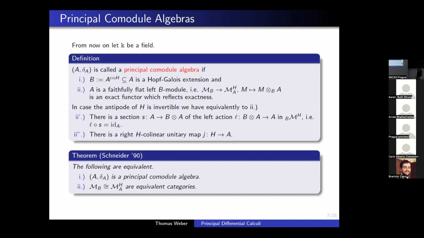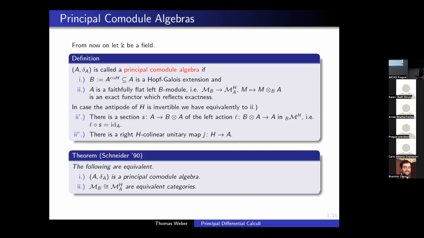In combination with Hopf algebra structure, you can replace this condition 2 by 2 prime or 2 double prime. The 2 prime means that you just have to find a section of the left action of B on A, as a map that is left B-linear and right H-colinear. This is much easier to find. And the 2 double prime means that you just have to find a kind of cleaving map, but not really a cleaving map: just a right H-colinear unitary map from H to A.